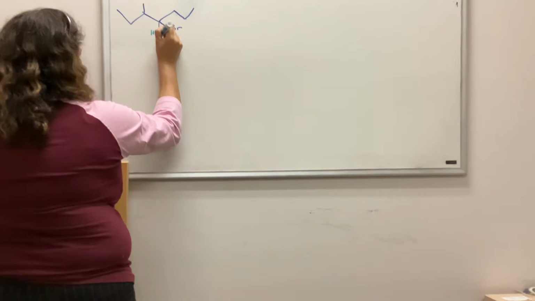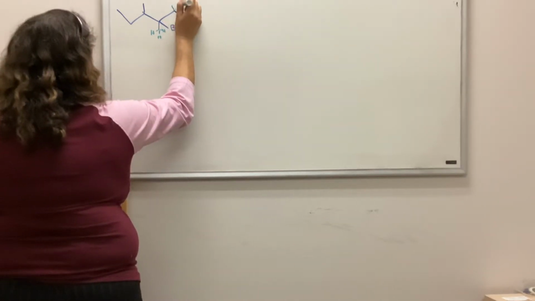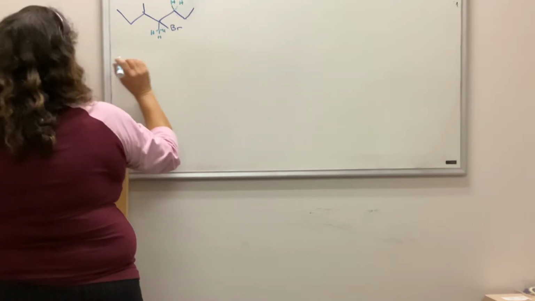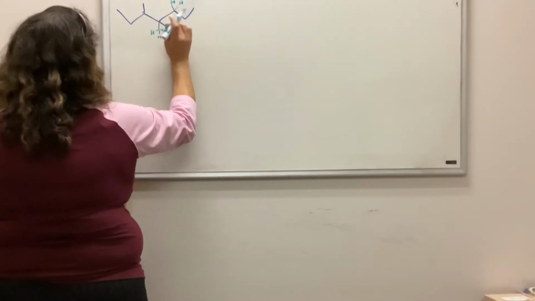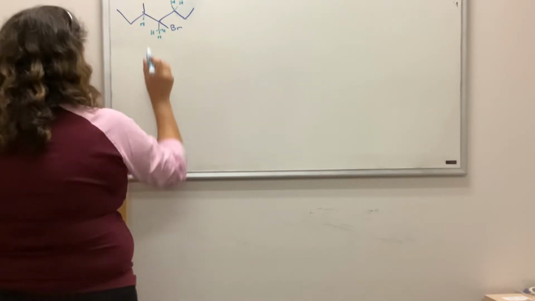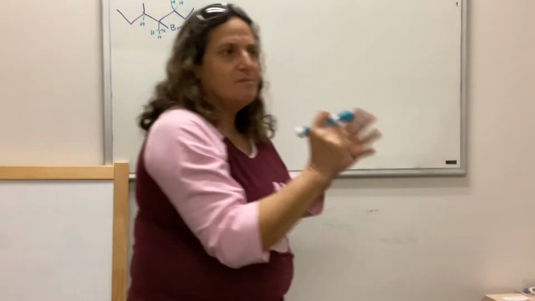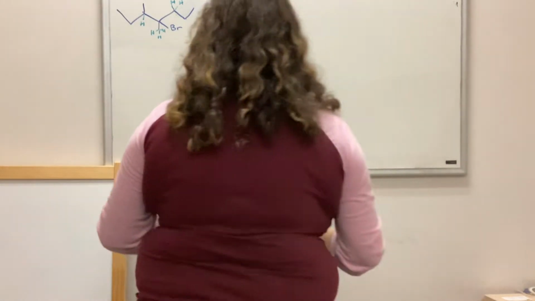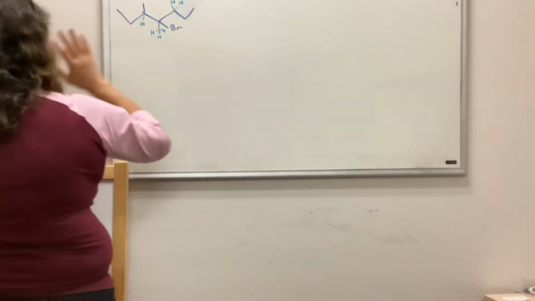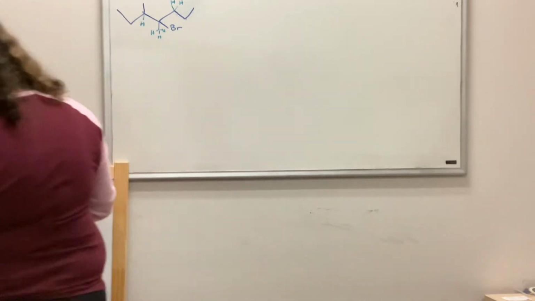These are my beta hydrogens to that carbon. These are the beta hydrogens. 1, 2, and this is a beta hydrogen. So all of these could be taken off once I make that carbocation. And we're going to talk about which product is favored and which is not.